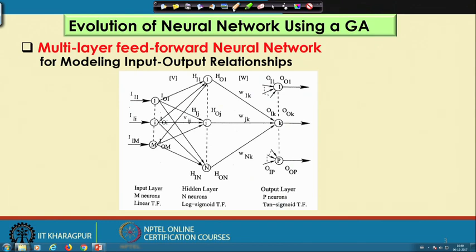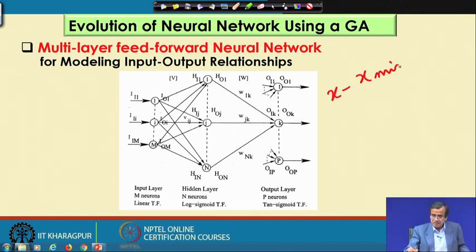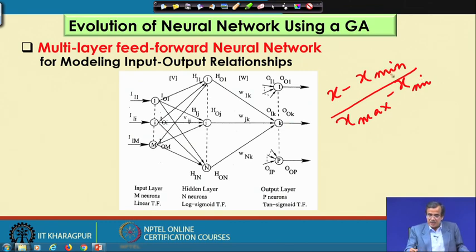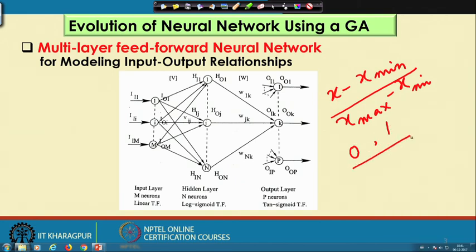To express the input in the normalized scale, either in the scale of 0 to 1 or from -1 to +1, we use some relationship like this. For example, x minus x minimum divided by x maximum minus x minimum. Now, if I put x equals x minimum, I will get 0, and if I put x equals x maximum, I will get 1. So, using this relationship I can represent these inputs in the scale of 0 to 1.